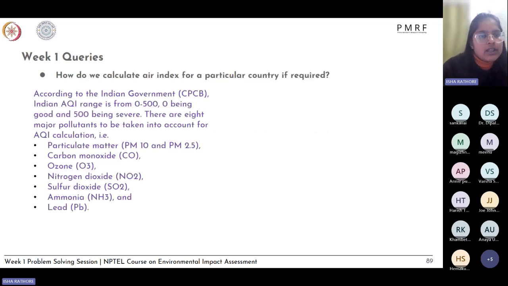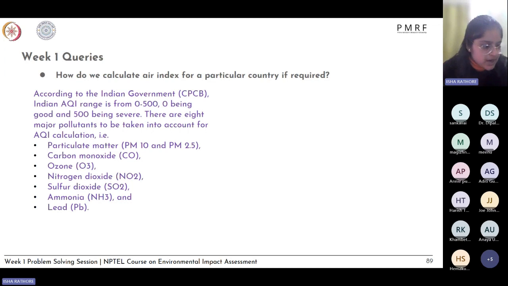Okay, moving on. So how do we calculate the air index for a particular country if required? Different countries have different norms, but mostly it's based on the type of pollutants which are present in the airspace at a given point of time. In India, the Central Pollution Control Board, the CPCB, has the AQI, or air quality index, in the range of 0 to 500, 0 being very good and 500 being severe, unhealthy or unbearable sort of. And we calculate this based on 8 major pollutants which are present in the airspace.